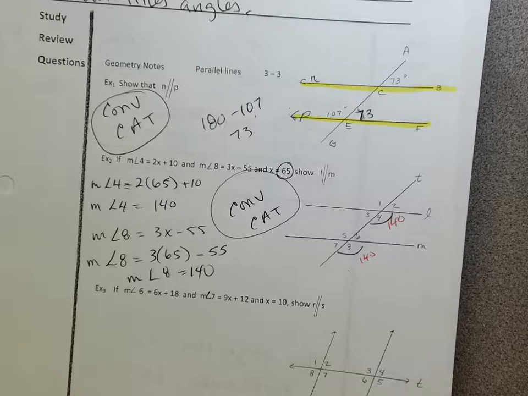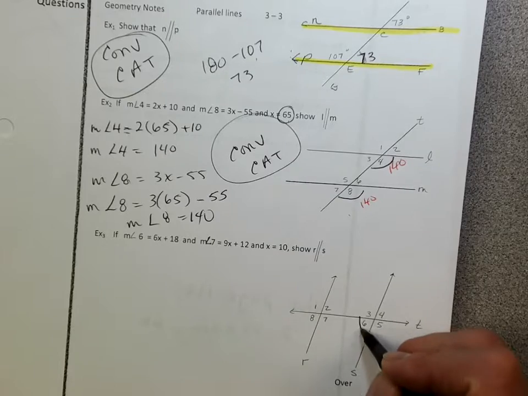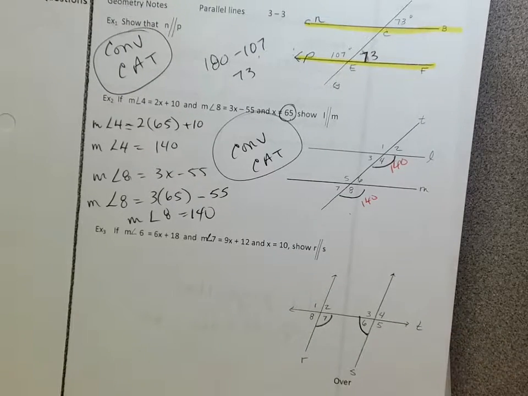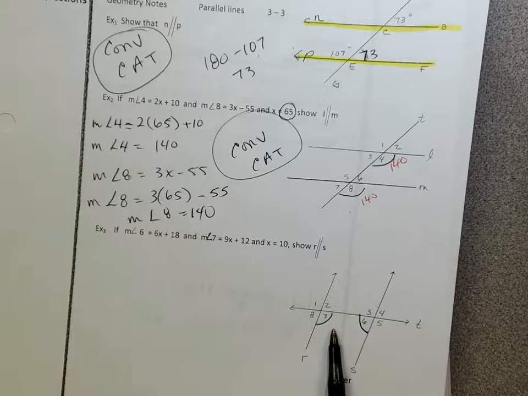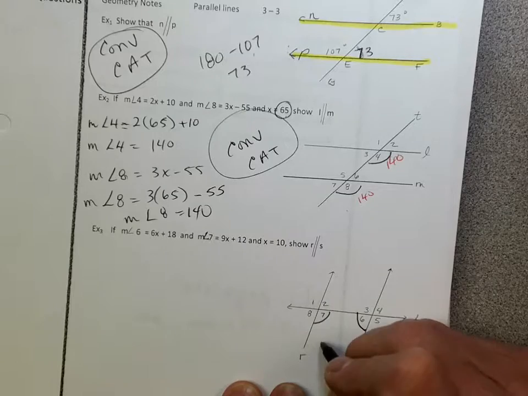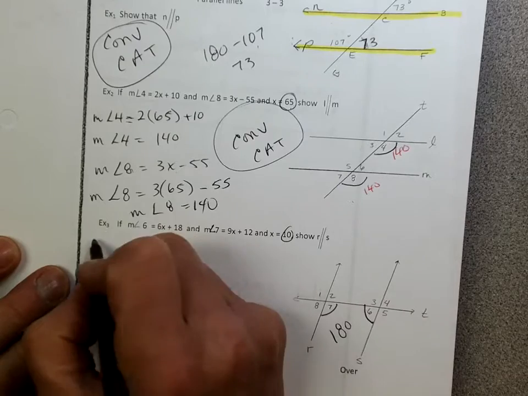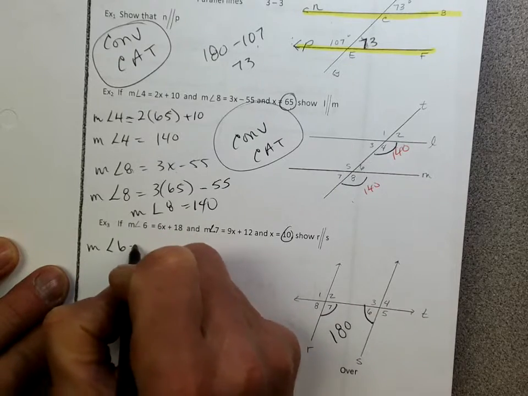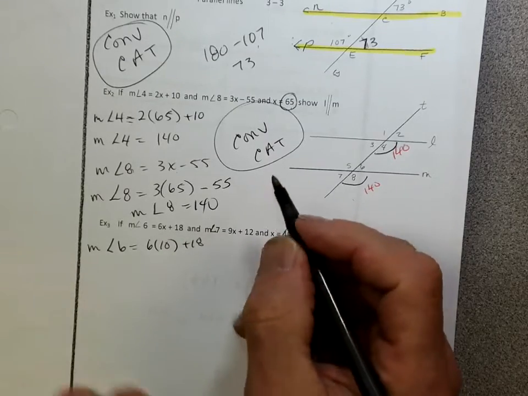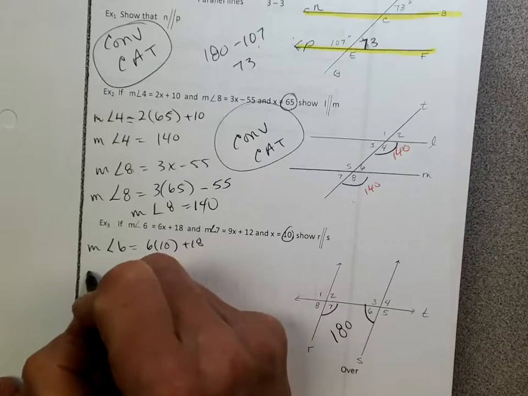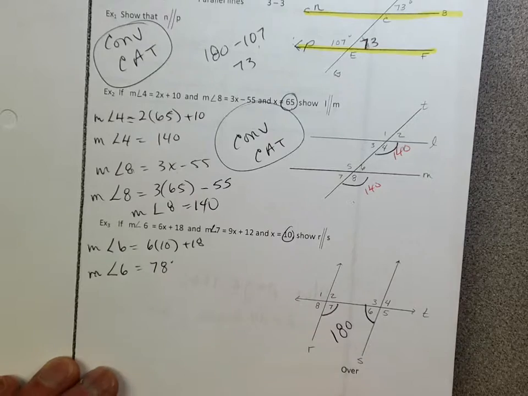Example 3, angle 6. Angle 6 is there, and angle 7. Now these, I really don't want these to be equal. I want these to add up to 180 because they're the same side interior. So I really want these two to add up to 180 degrees. Let's go ahead and check it out. x is 10, so the measure of angle 6 is 6 times 10 plus 18. 60 plus 18 is 78. So the measure of angle 6 is 78 degrees.